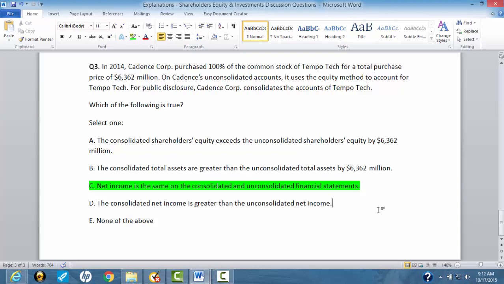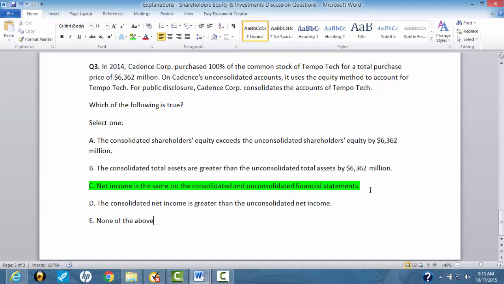Let's skip to D. The consolidated net income is greater than the unconsolidated net income. Now this is incorrect because Cadence owns 100% of Tempotech. So in Cadence's unconsolidated income statement, it will recognize 100% of the income of Tempotech. And then when it consolidates also, it will be combining the revenues and expenses of Tempotech with its revenues and expenses, which will mean that it will be recognizing the net income of Tempotech. So the consolidated net income is the same as the unconsolidated net income.